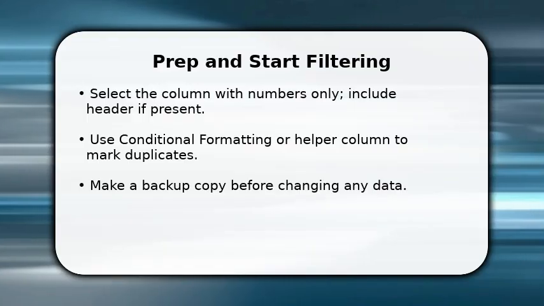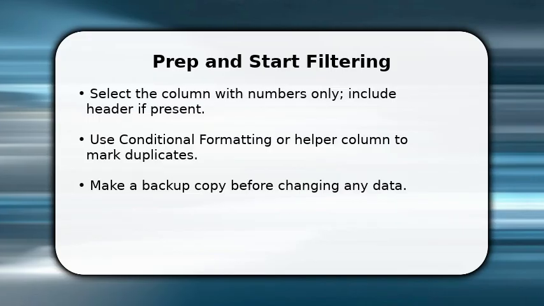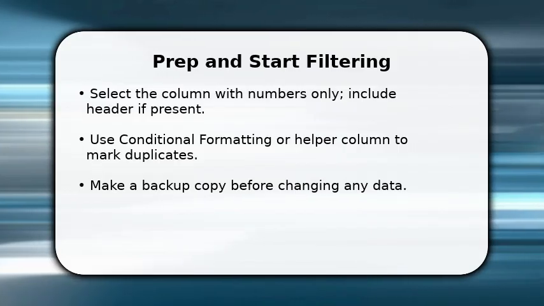You'll begin by selecting the numeric column you want to check. Make sure cells are true numbers, not text, so formulas work. Once selected, go to Conditional Formatting or insert a helper column with a formula. This is the first actionable step.